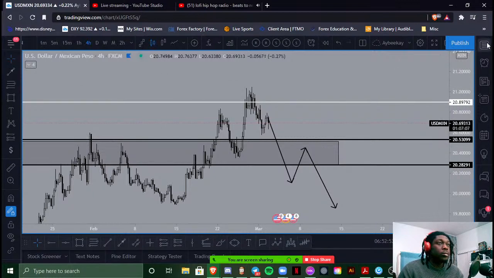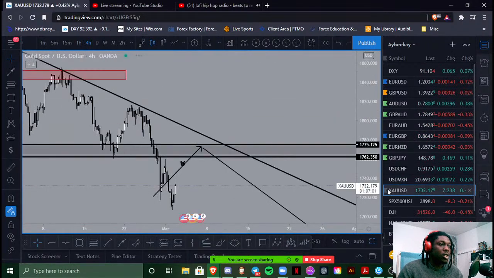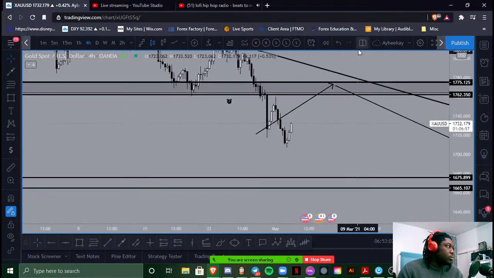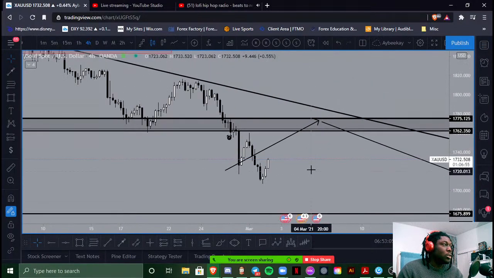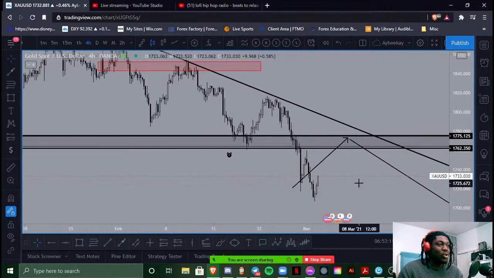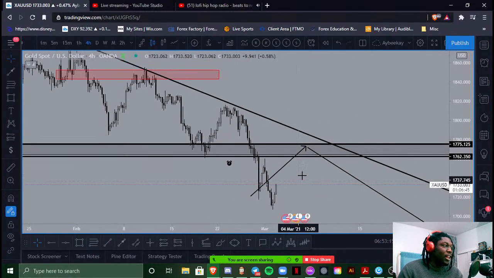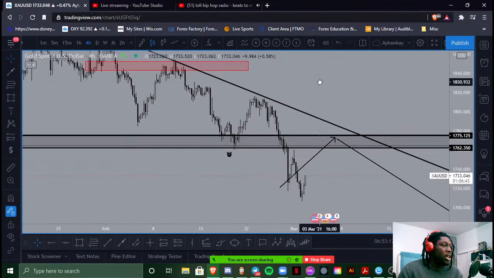I'm not really watching it at this point, just letting it do its thing. Gold, I don't know why this is not right there. Alright, gold, man. Gold definitely did a stop hunt to the downside. I still need 1762 or 1775 to get hit for me to get into a second entry on gold. It is making lower lows.